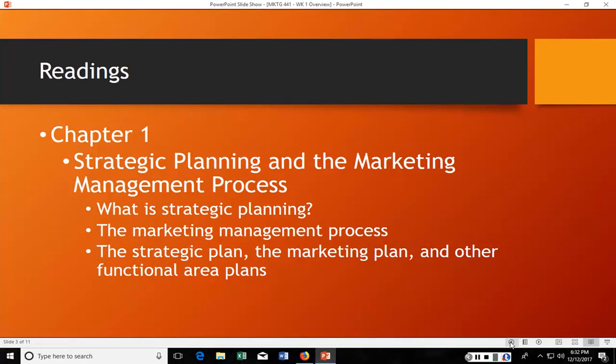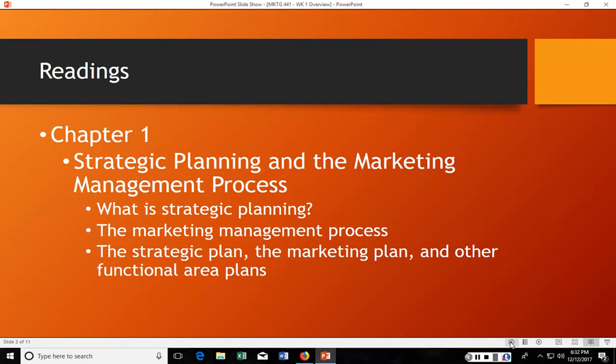You have a kind of a diverse set of readings this week. You're going to read chapter 1, which is called Strategic Planning and the Marketing Management Process. So in marketing, as you've already learned, we don't just react. We are supposed to be proactive. We're supposed to be making plans. Then we have to be open to changing those plans when the circumstances necessitate it.